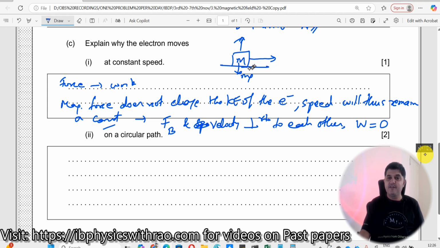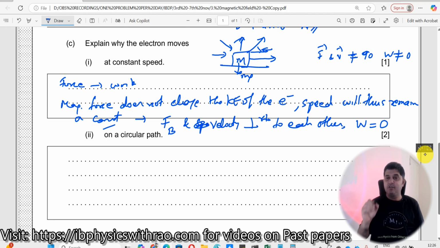This force will not have any effect on this, right? Only when the force is aiding like this, or opposing like this, or making an angle like this, anyway, the angle between the force and the velocity vector should not be 90 degrees. Only then is work done not equal to 0. If the angle between them is equal to 90 degrees, then work done is equal to 0.